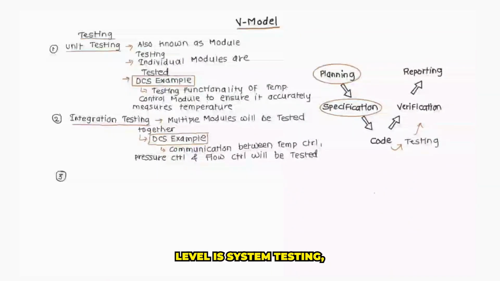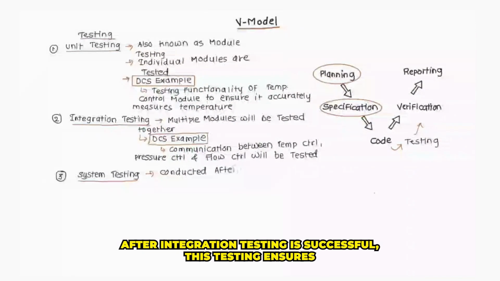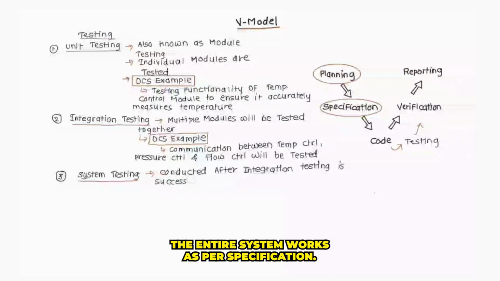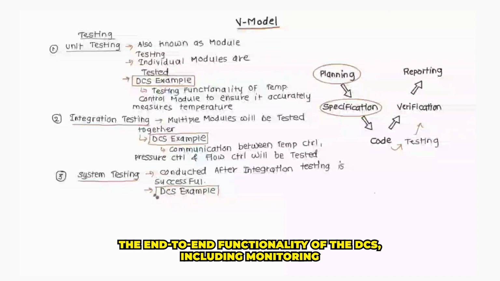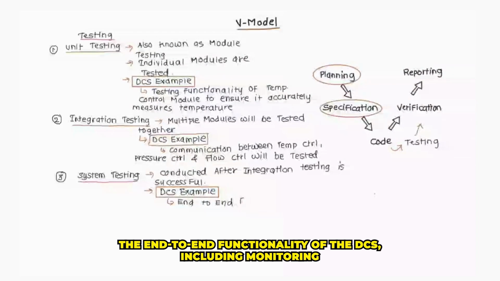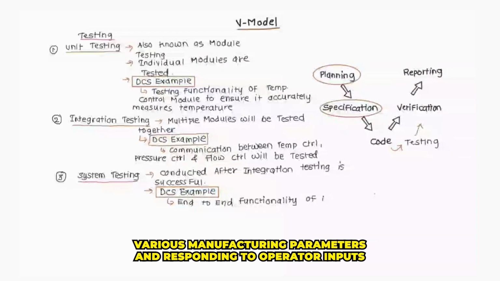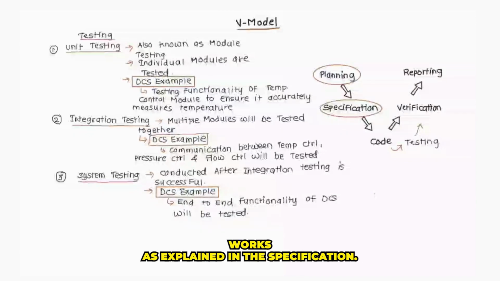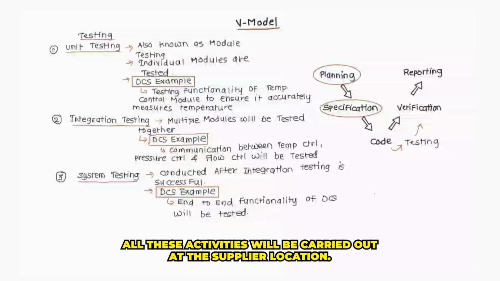The third and last level is system testing. This testing is conducted after integration testing is successful. This testing ensures the entire system works as per specification. If we consider the example of DCS, this testing ensures end-to-end functionality of the DCS, including monitoring various manufacturing parameters and responding to operator inputs, works as explained in the specification. All these activities will be carried out at the supplier location.